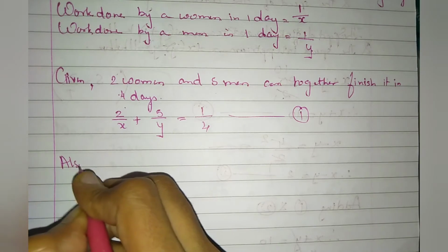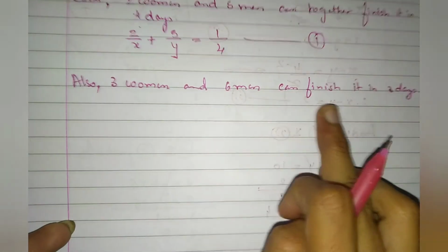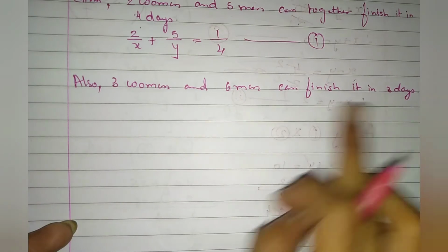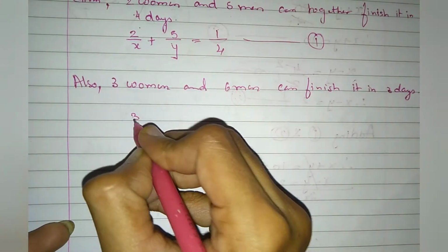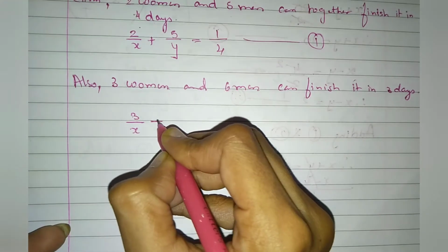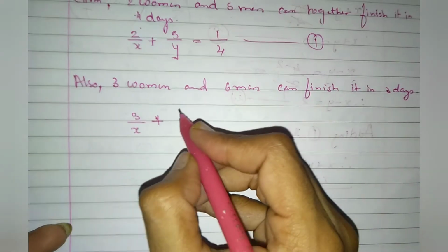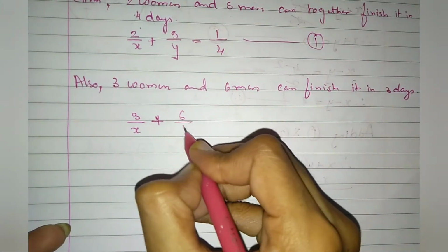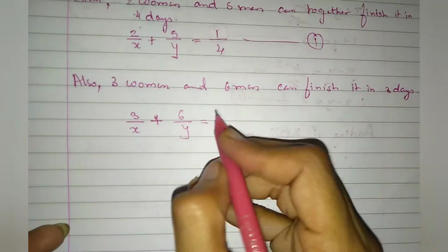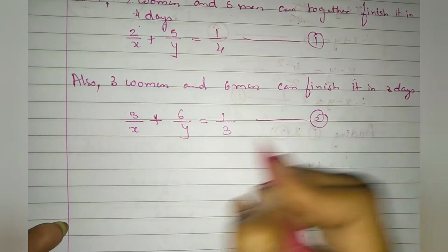Also, 3 women and 6 men can finish it in 3 days. This is also given, so 3 into 1/x, 3/x plus men is 6, so 6/y equal to total days is 3, so 1/3. This is equation 2.